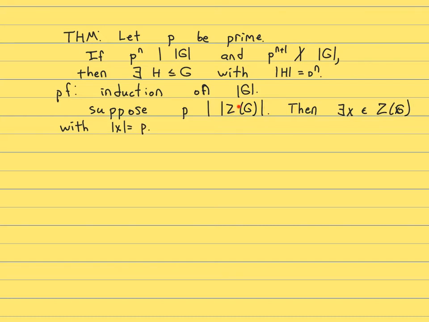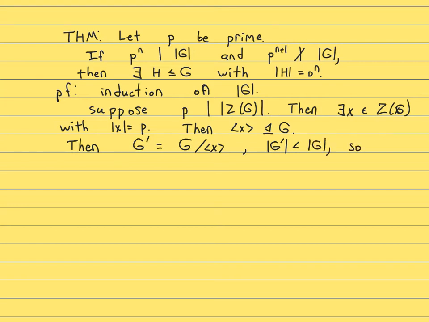Why would we need that fact? Well, if you take something in the center, then the cyclic subgroup generated by it is actually normal in the whole group. Why? Because everything in the group commutes with everything in the center. So that's what we wanted. And why would we want such a thing? Well, because then we can define G prime to be G mod the cyclic group generated by X. And we notice that G prime has order smaller than G.